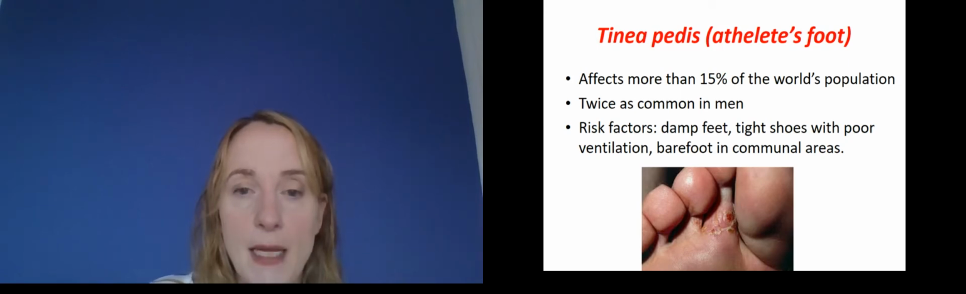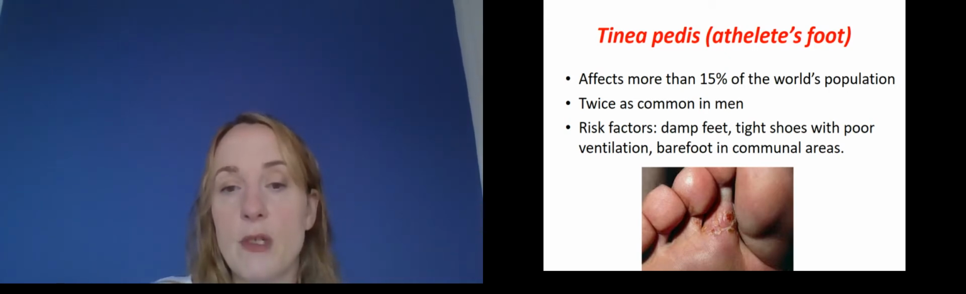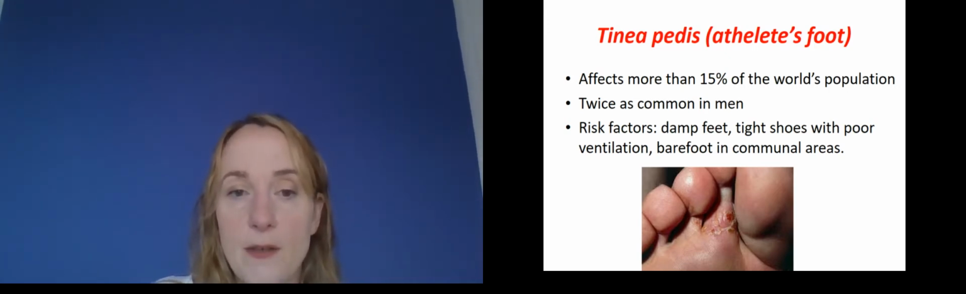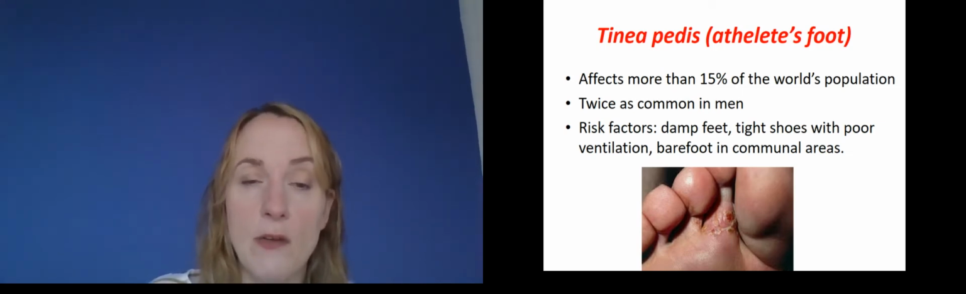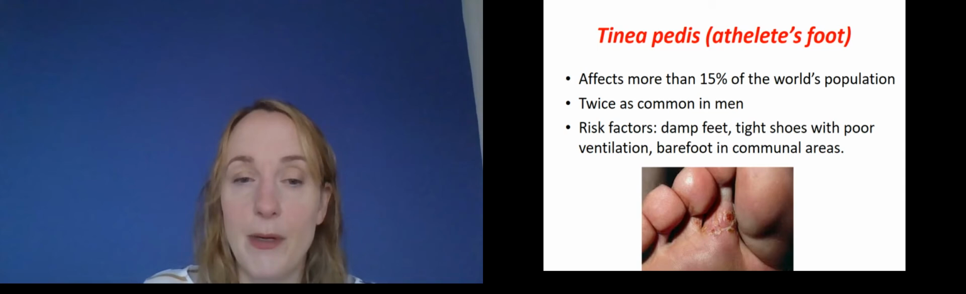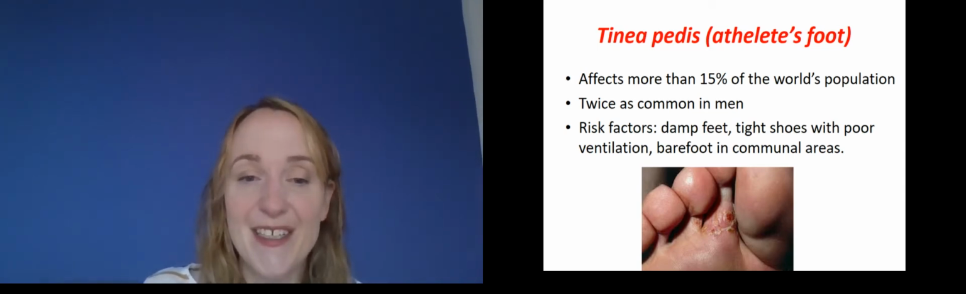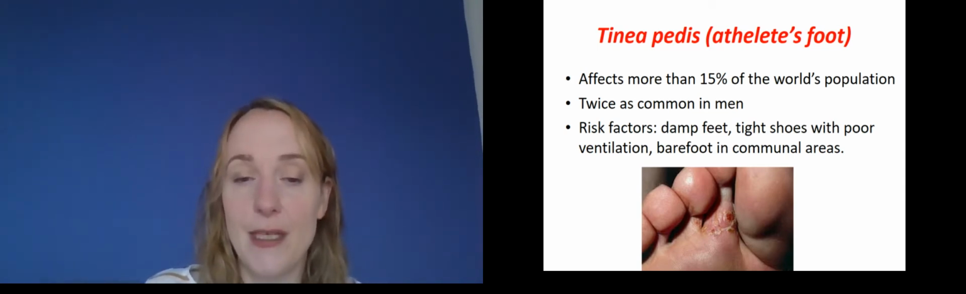It's twice as common in men, perhaps because men are more likely to sweat as a result of higher testosterone production. There are lots of things that you can advise your patients to do to try and avoid athlete's foot, because the risk factors are all pretty much preventable. So damp feet obviously can be eliminated. Tight shoes with poor ventilation you want to avoid if you're prone to athlete's foot, and going barefoot in communal areas, which none of us have been doing recently anyway, because we can't go anywhere that's communal, can we? But on the whole, you want to try and avoid these things.